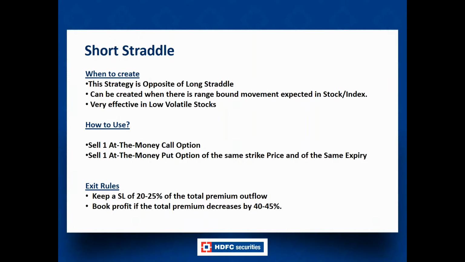What are the exit rules? Keep a stop loss of 20 to 25% of the total premium inflow; if it goes above that, you should exit. And you should book profit if the total premium decreases by 40 to 45 percentage.